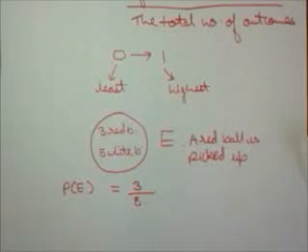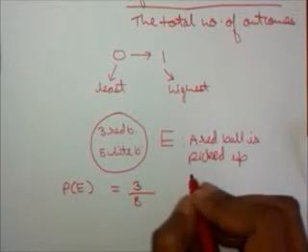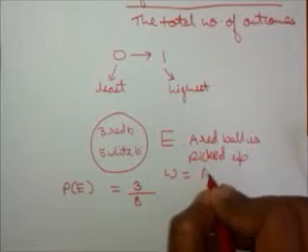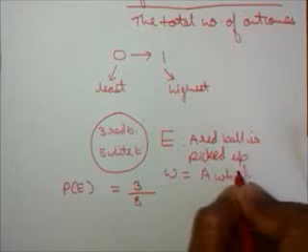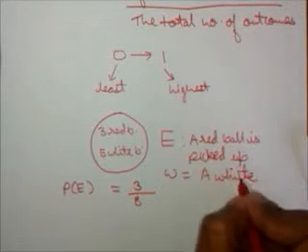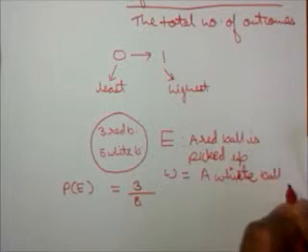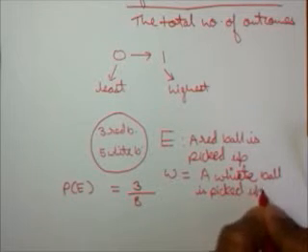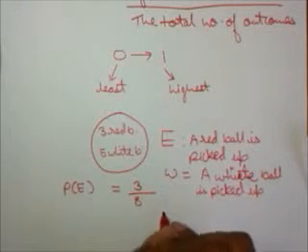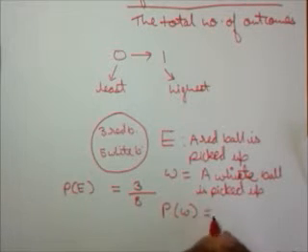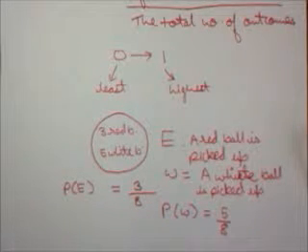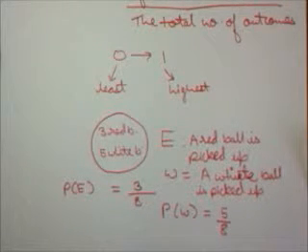Likewise, we can also find the probability of picking a white ball from the bag. Let us give the name of the event W: a white ball is picked up. So P of W is 5 by 8. So picking up of a white ball has the probability of 5 by 8.